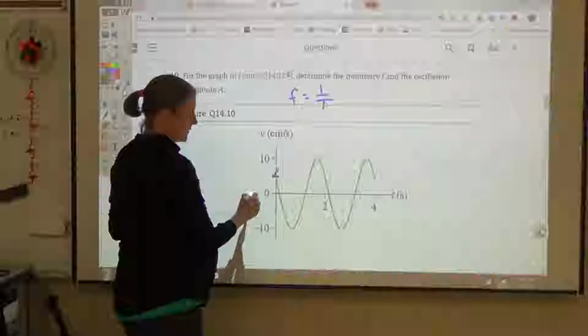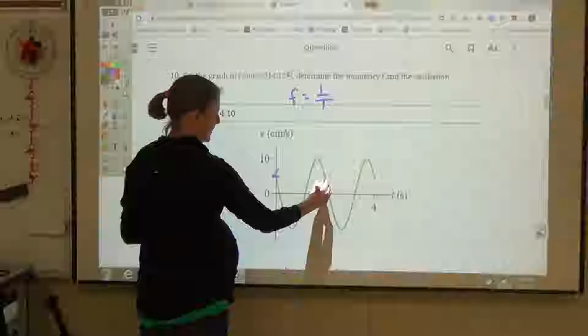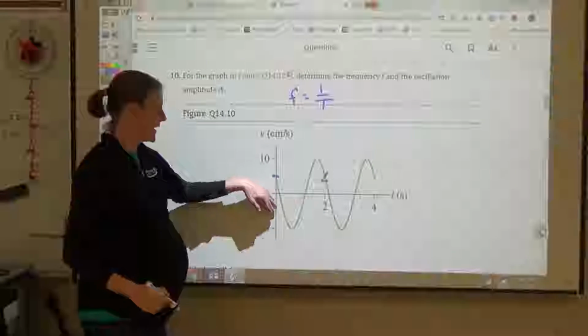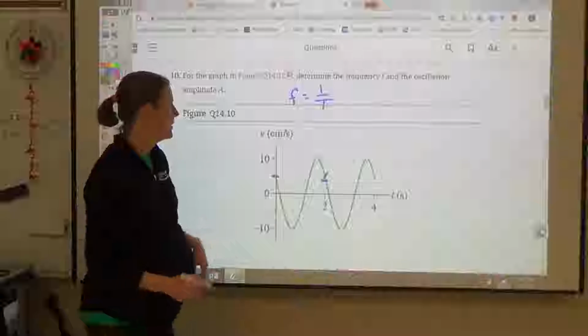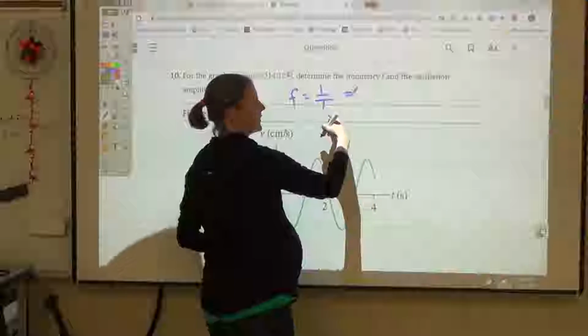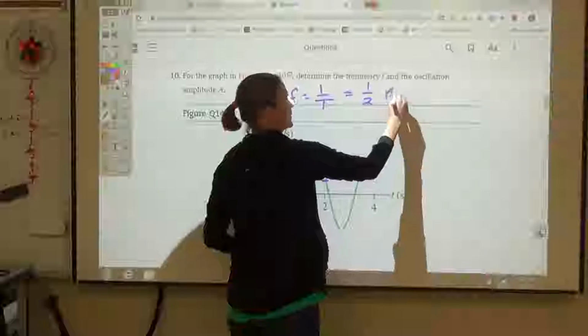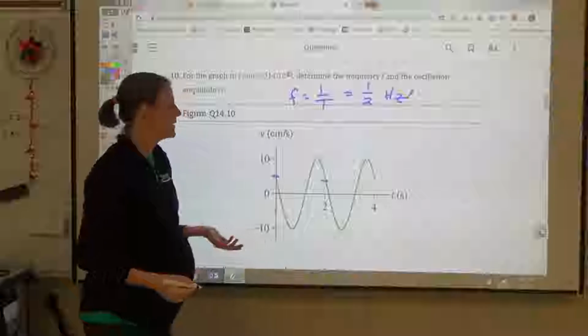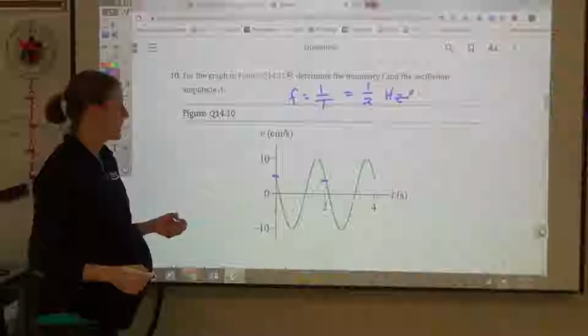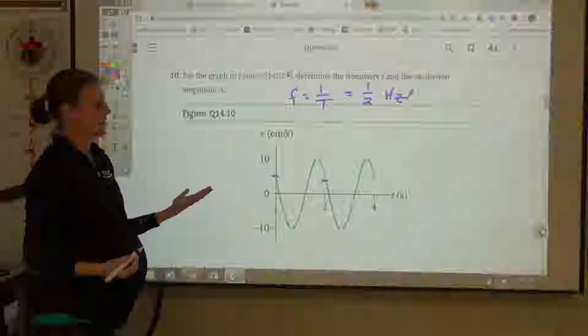So again, we'll start here. Looking like it's about 2 seconds to do a full motion. So if the period is 2, frequency is again half a hertz. Does half of a cycle in 1 second.